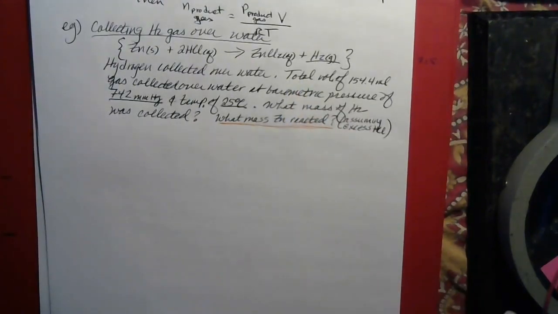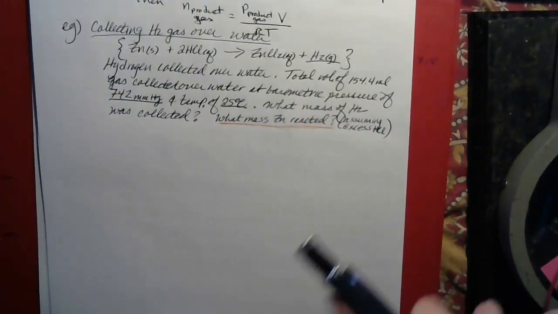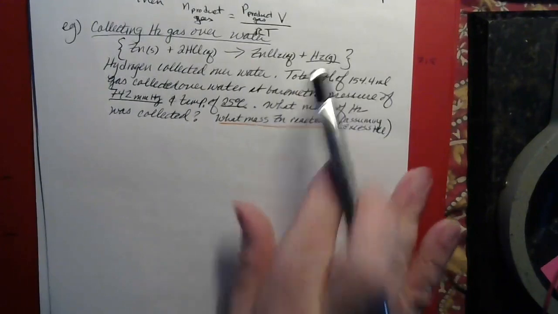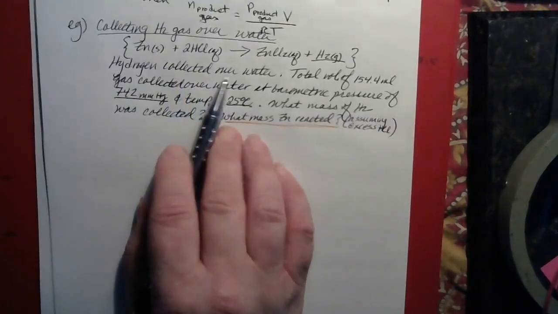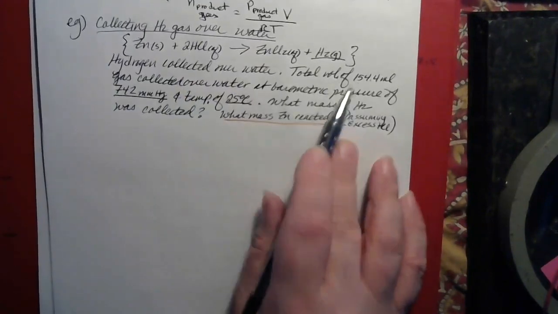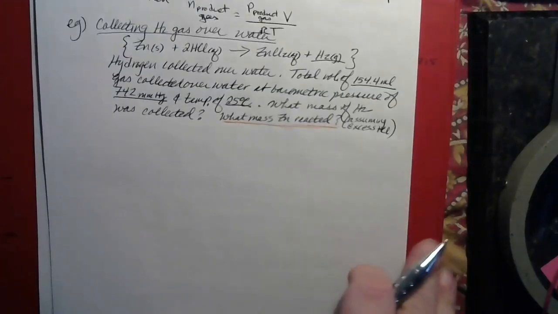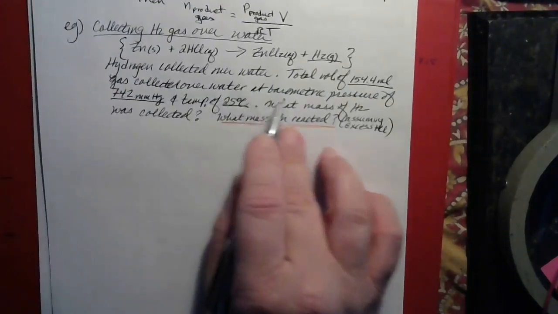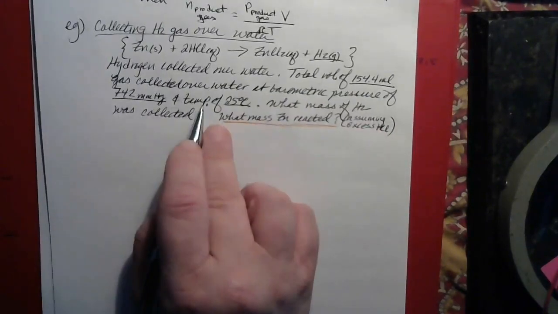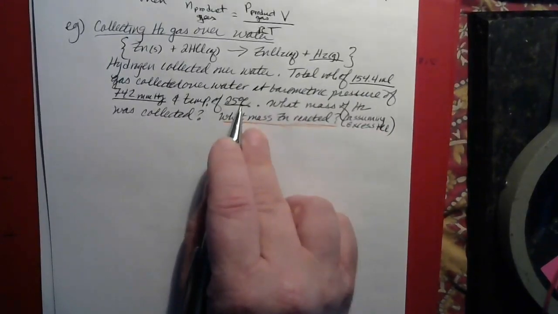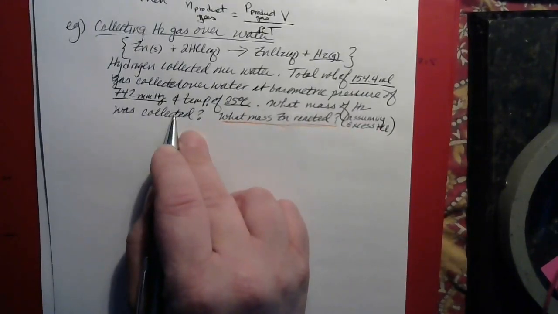But again, the problem is that you're collecting gas over water, so the gas you are collecting is actually a mixture of hydrogen and water vapor. So we're collecting hydrogen over water. The total volume collected is 154.4 milliliters of gas collected over water at a barometric pressure of 742 millimeters of mercury and a temperature of 25 degrees Celsius. What mass of hydrogen was collected?